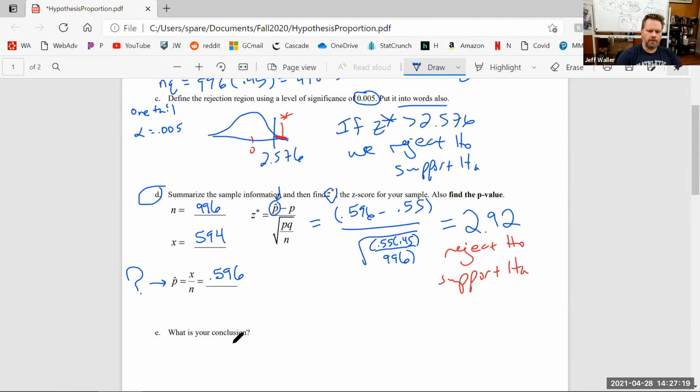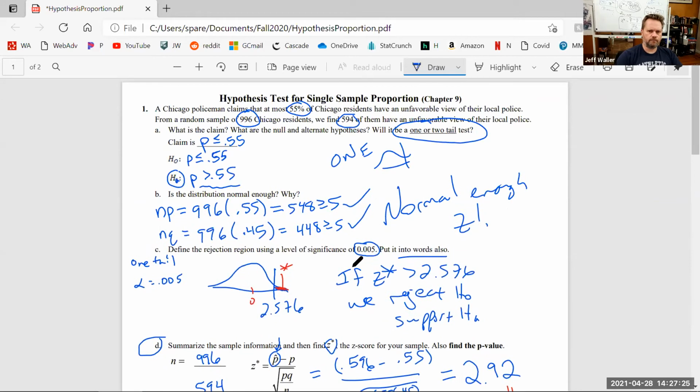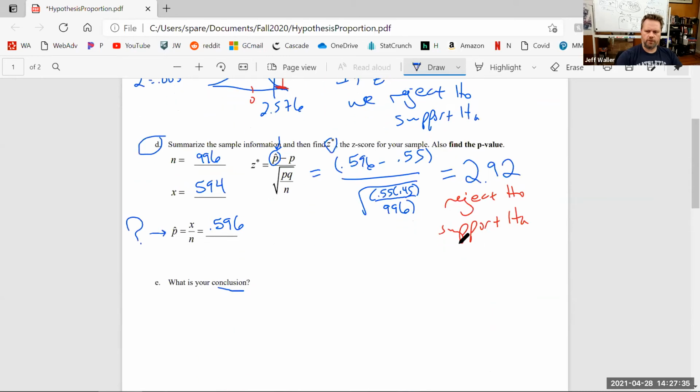Now, how am I going to write my conclusion? What language do I want to use? What was my claim? The Ho or the Ha? The Ho. Good. So I don't want to use this language. I want to discuss the claim. I want to use this language.